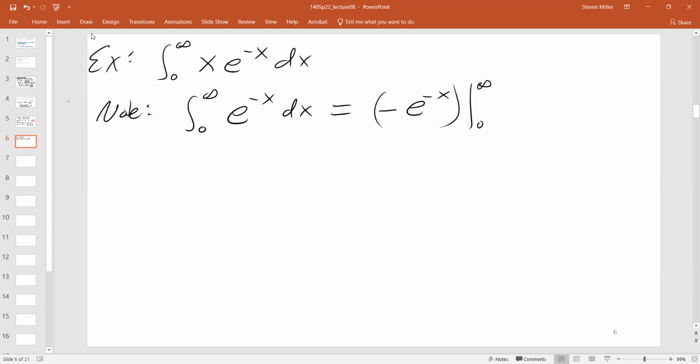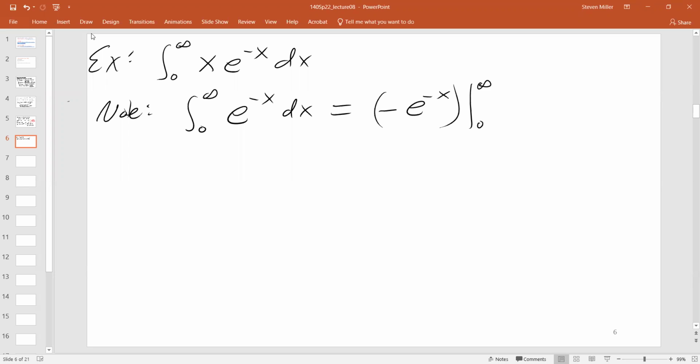Okay, well, when you put in infinity, e to the negative infinity is, so e to the negative million, e to the negative billion, e to the negative trillion. That's 1 over e to the million, 1 over e to the billion, 1 over e to the trillion. It's basically 0, right? So e to the negative infinity is 0.